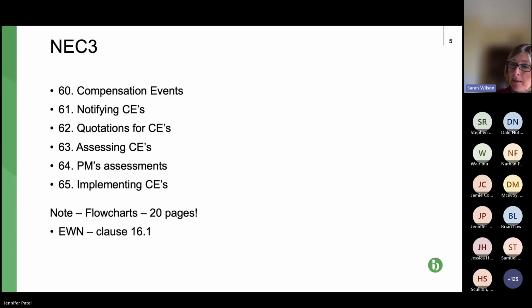So the main ground for a CE, in my experience, certainly is number one, so clause 60.1.1, which is a change to the works information or a change to the scope. So that's relatively simple. There are others which again are prescriptive, and they're similar to the JCT grounds, but they are very prescriptive. So they're things like the CEs 2, 3, 4, 5, and 16.